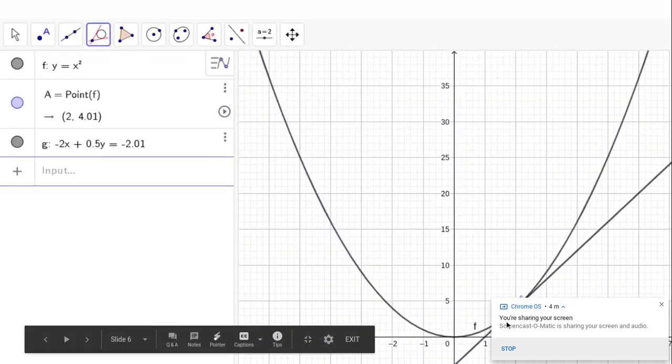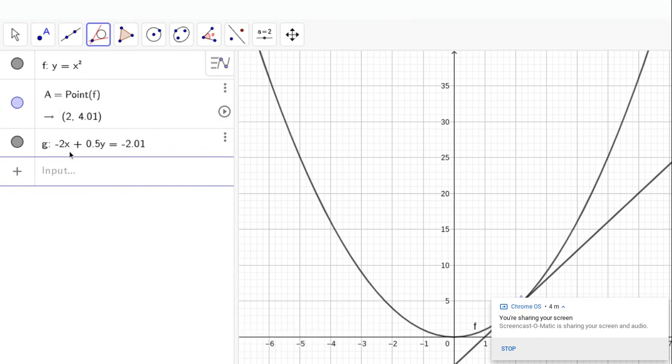And we can see that demonstrated here, okay? I have my function y equals x squared. I have a tangent going through the point x equals 2, and this is an equation for the line. Now, I don't know why GeoGebra did this, really dumb. It has y times a half, but if I multiplied this whole thing by 2 to get rid of this fraction, I'd have minus 4x plus y equals minus 4, okay?